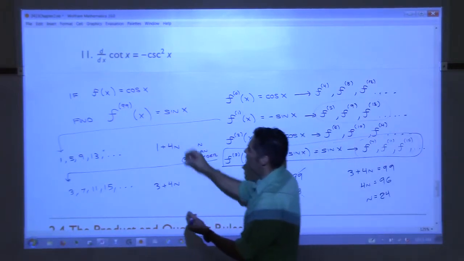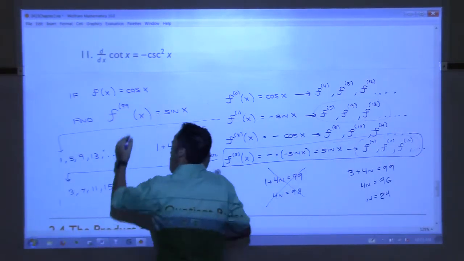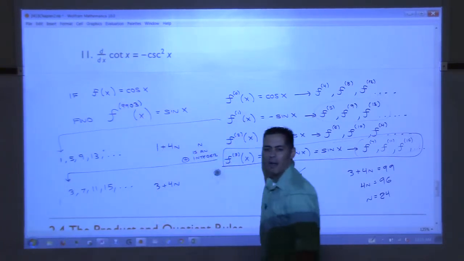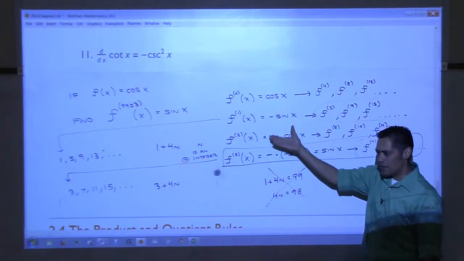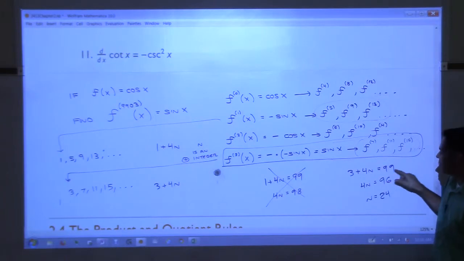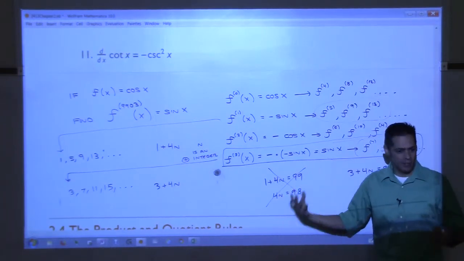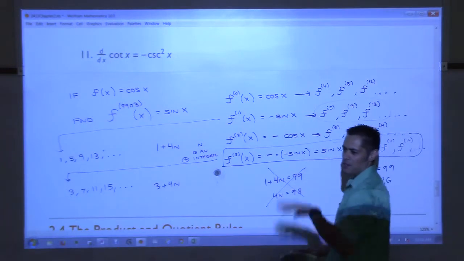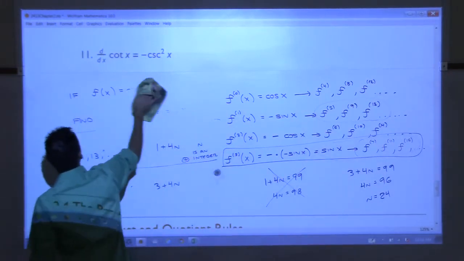So if I change this from 99 to like 9,903, you could do the exact same thing, except when you get to here, you put 9903, and you'd figure out which of these is going to give you an integer answer. That's an interesting problem. In your homework, you're asked to find the 99th derivative of sine. So I didn't just pull that problem out of the air. It's actually in the book, too.